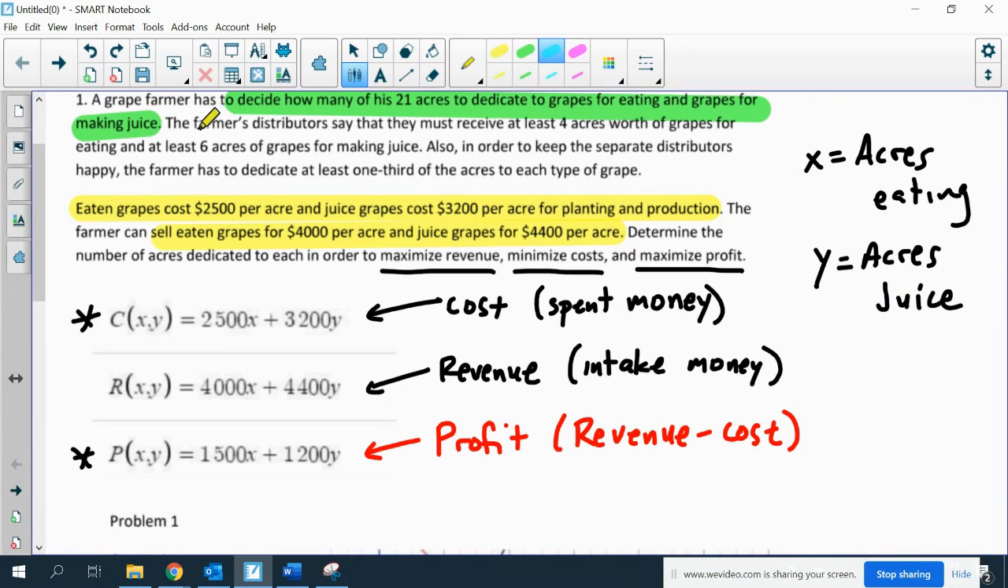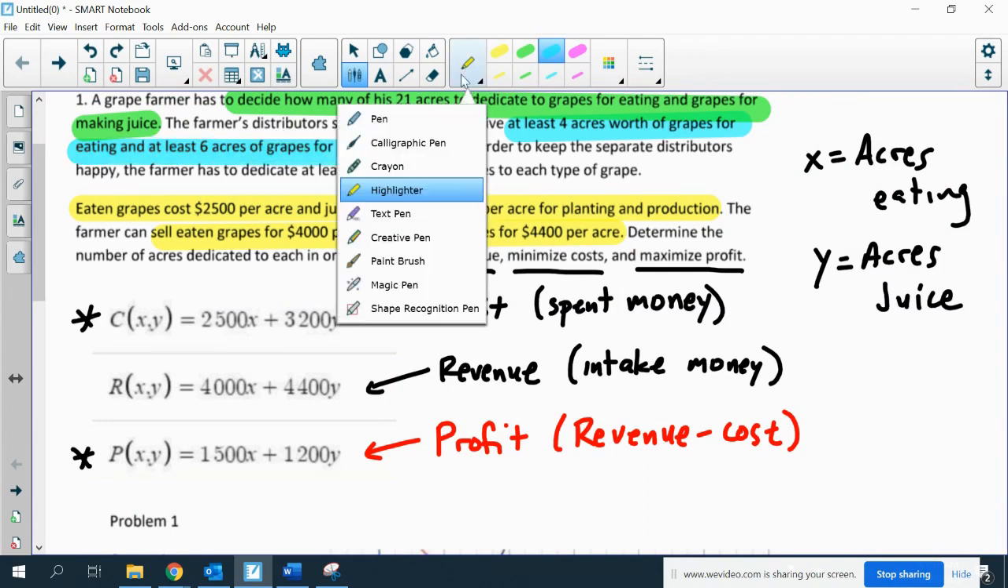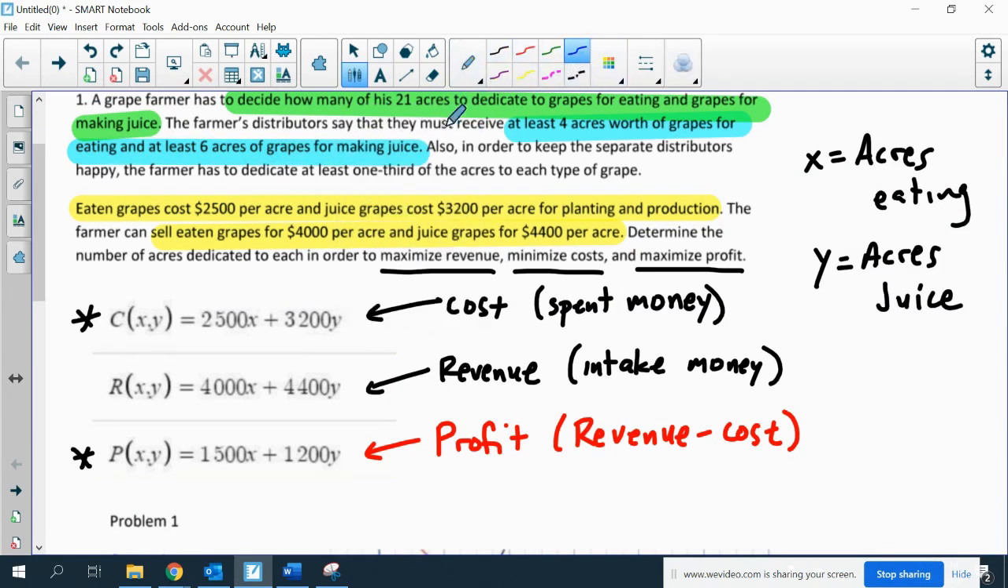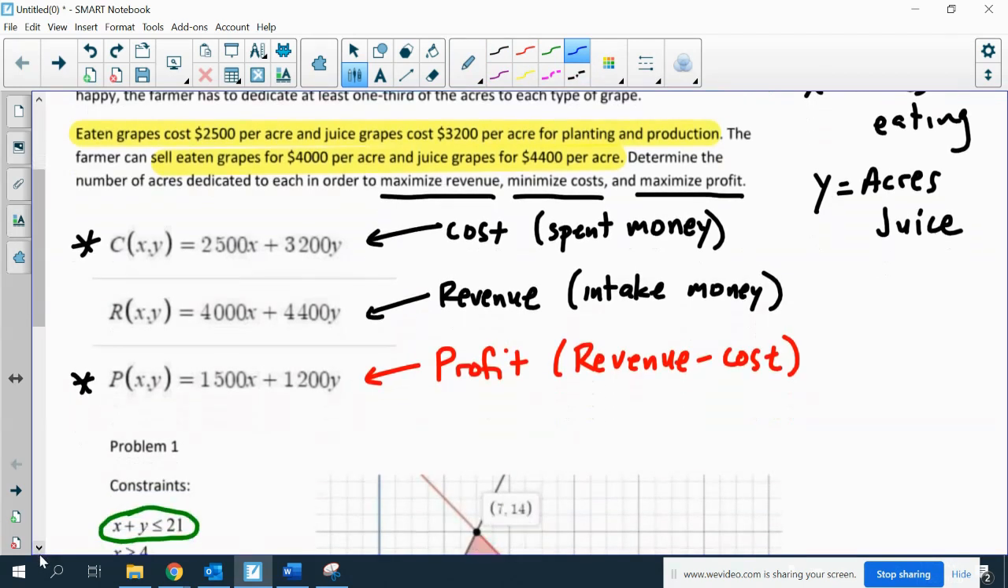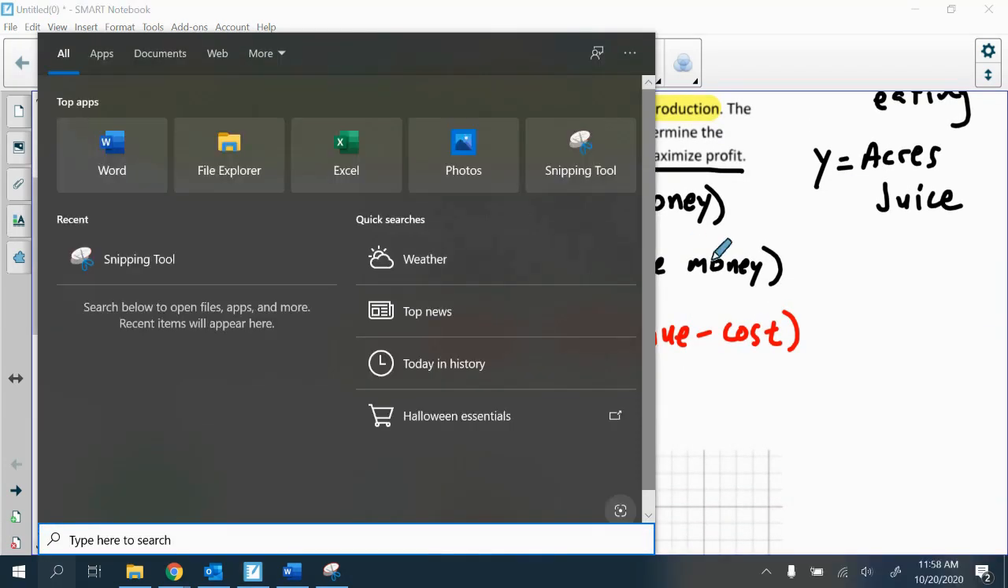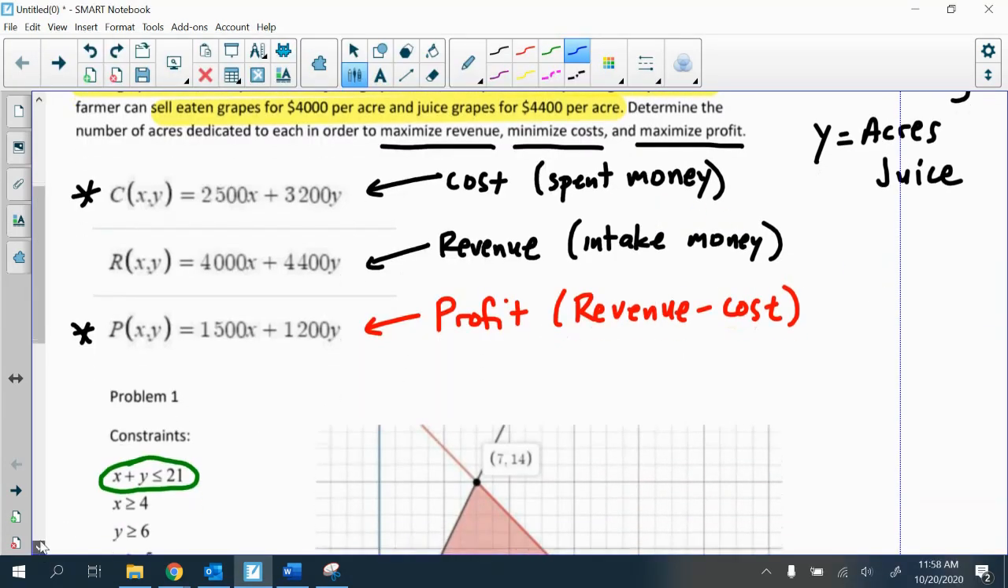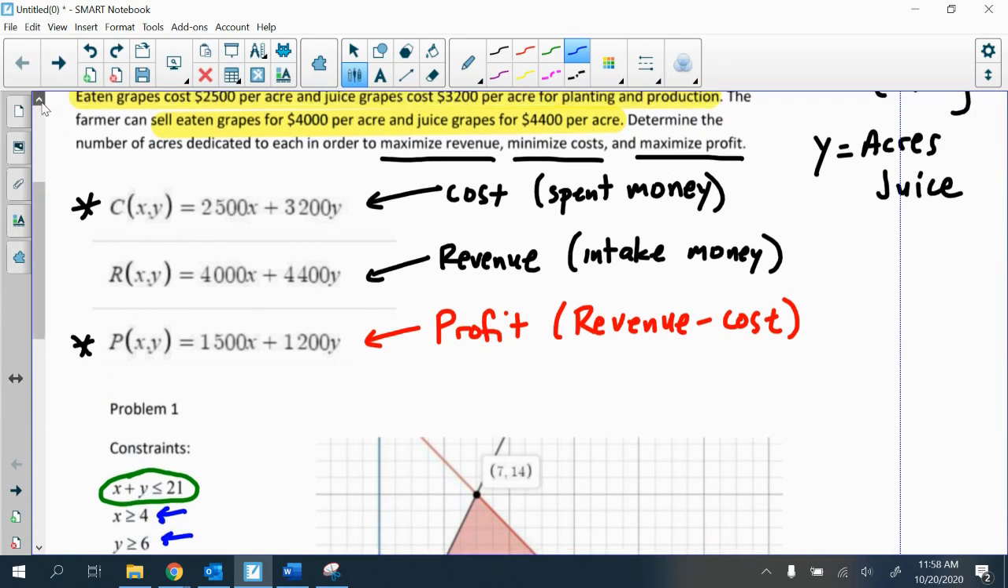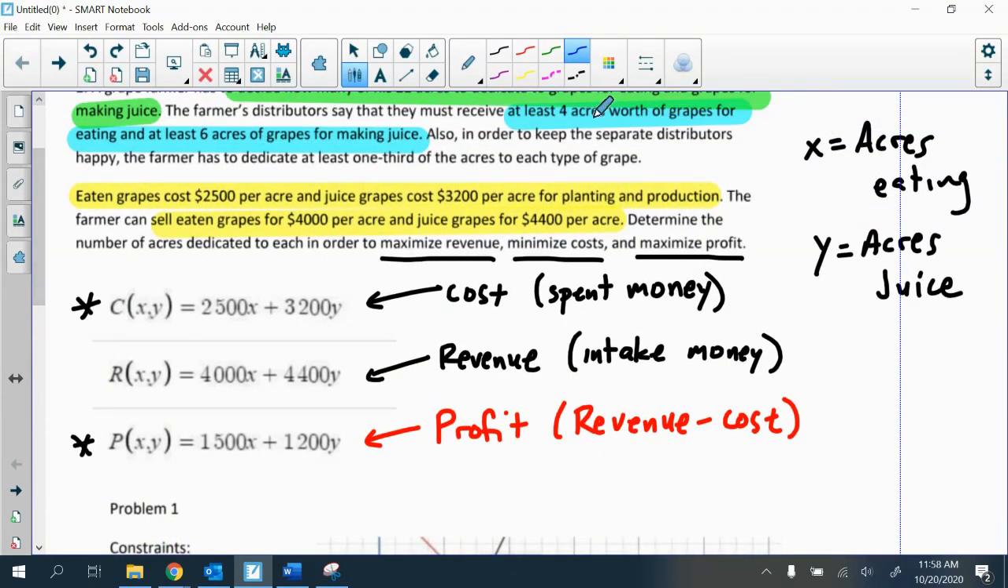Then he has to have at least 4 acres for eating and 6 for juice. So that would be these two constraints, because the amount of acres for juice must be greater than or equal to 6, and for eating must be greater than or equal to 4.